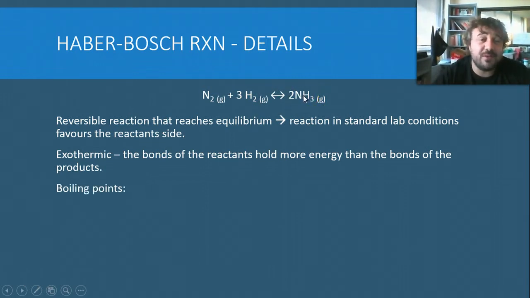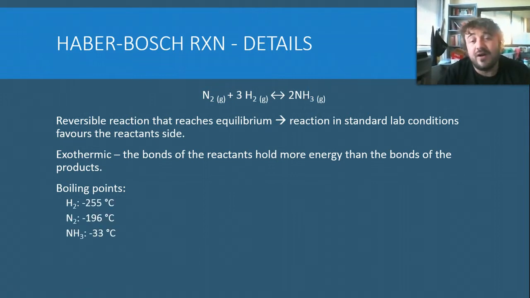So we also need to be aware of the boiling points while we're at it. So this is the details of it. First off, hydrogen's boiling point is at about minus 255. Nitrogen's boiling point is at minus 195.8 or minus 196. Ammonia's boiling point is at minus 33 degrees.